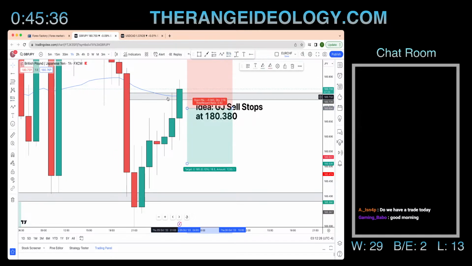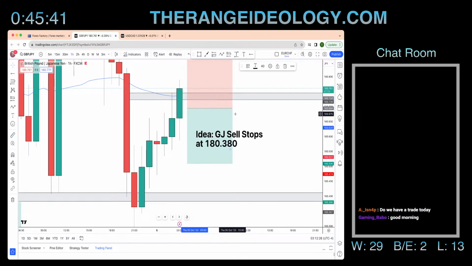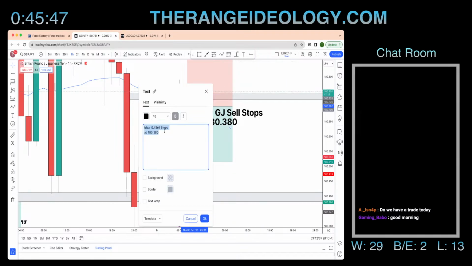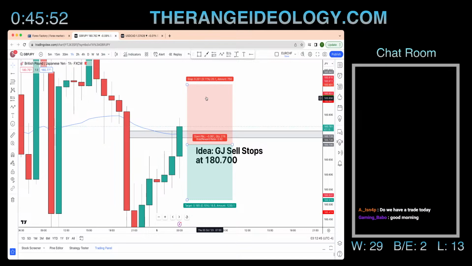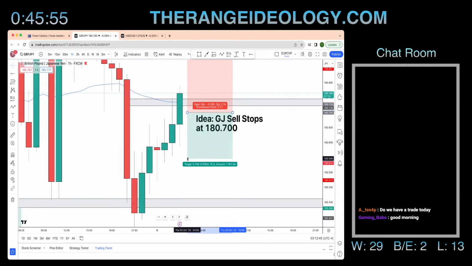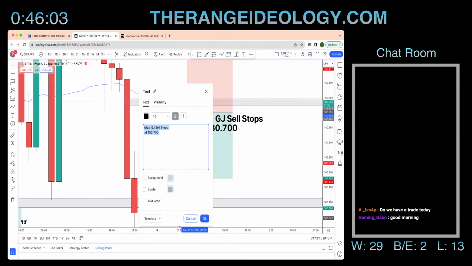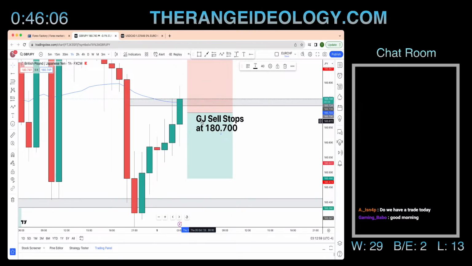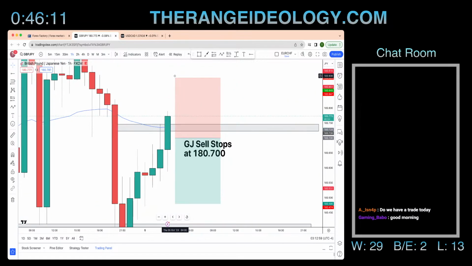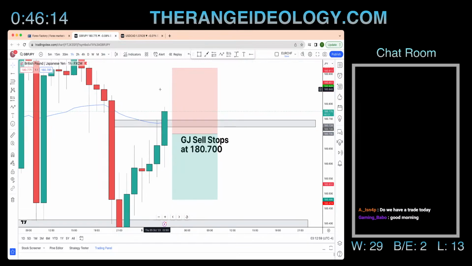Let's see. So where price is right now, could I consider? Yep, I can. So this would be 180,700 with a 25 pip. Let's make it 22. Yep. It's no longer an idea. So 180,700, guys, with a 22 pip TP and a 22 pip stop loss.